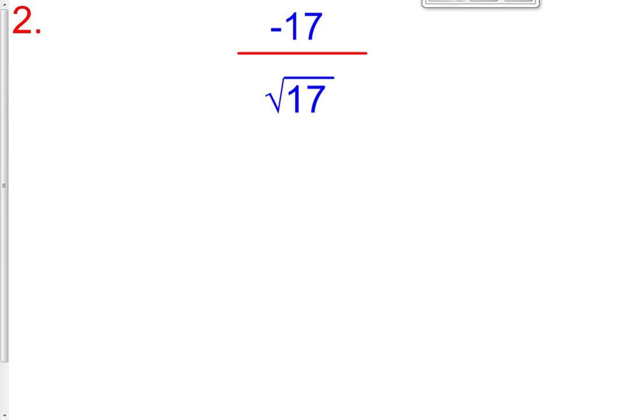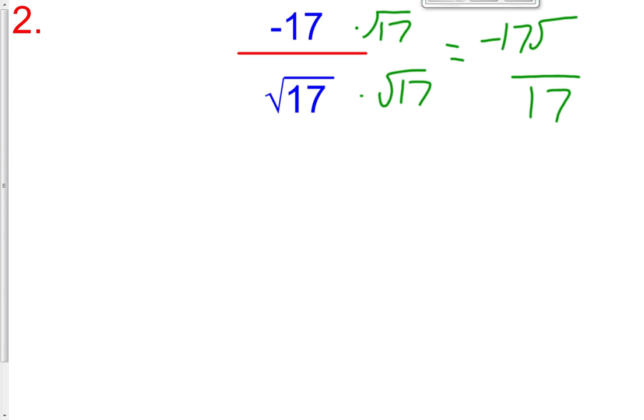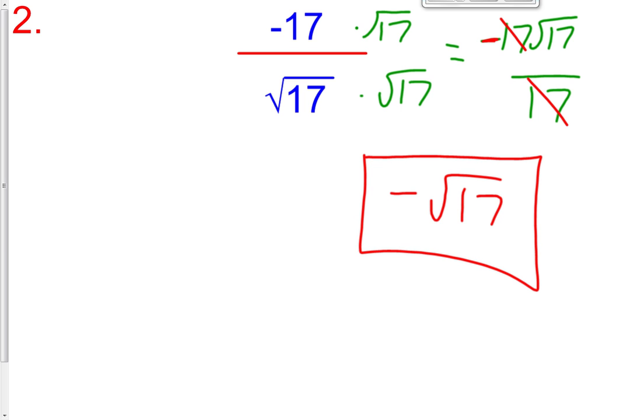After trying number 2, you should have multiplied both top and bottom by square root 17. So when you do that, you get 17 in the bottom, because square root 17 times square root 17 is 17. And then in the numerator, you get a negative 17 times the square root of 17. So now we reduce. 17 divided by 17 is 1, so we have this negative 1 times the square root of 17, or just a negative square root 17. There's our answer for problem number 2.